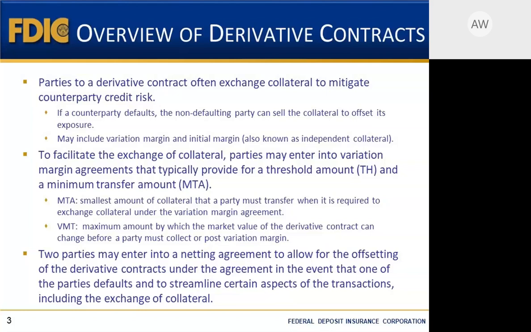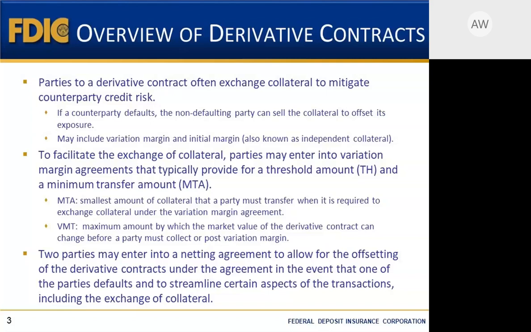Parties typically exchange initial margin at the outset of the derivatives contract and in amounts that are expected to reduce the likelihood of the positive exposure amount for the derivative contract in the event of the counterparty's default, resulting in overcollateralization. To facilitate the exchange of collateral, parties may enter into variation margin agreements that typically provide for a threshold amount and a minimum transfer amount.